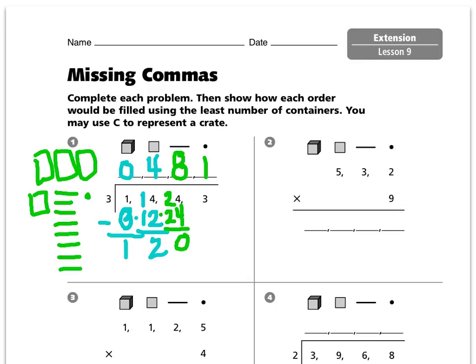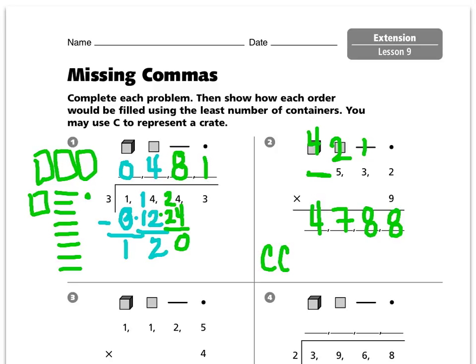Alright, number 2, we're doing 9 times 2, which is 18. Carry the 1. 9 times 3 is 27, plus 1 is 28. Carry the 2. 9 times 5 is 45, plus 2 is going to be 47. Carry the 4. 9 times nothing, remember nothing's there, is 0. Plus the 4 is 4. So your answer is 4,788. Now you need to represent it.